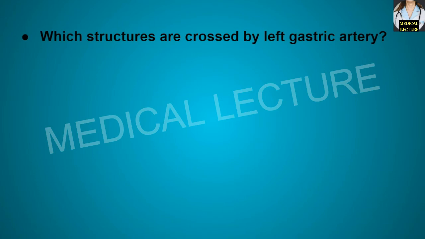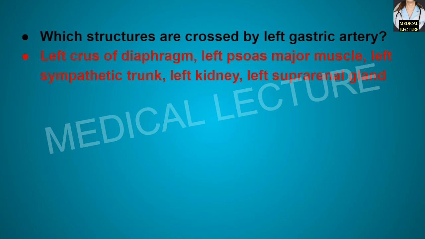Which structures are crossed by the left gastric artery? So they are left crus of diaphragm, left psoas major muscle, left sympathetic trunk, left kidney, and the left suprarenal gland.